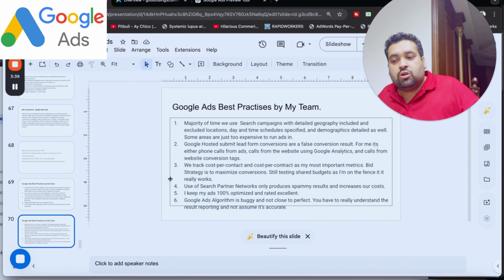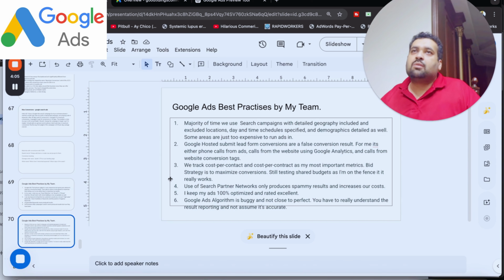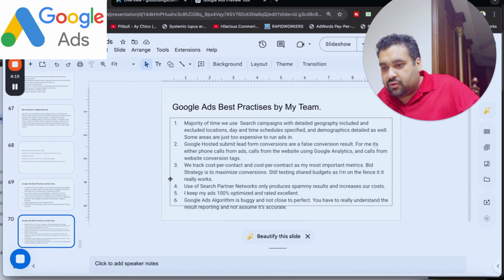Also, Google hosted submitted lead form conversions are false conversion results. For me, it's either phone call ads or calls from the website using Google Analytics, and call from website conversion tags work well. But the Google hosted submit lead form conversions are not up to the mark. Also, we track cost per contact and cost per contract as my most important metrics. Bid strategy is to maximize conversions, which I have been speaking about in many of the videos. But apart from maximize conversions, bid impression share is also good. But you need to know how to run it and which ad position is working well for you.